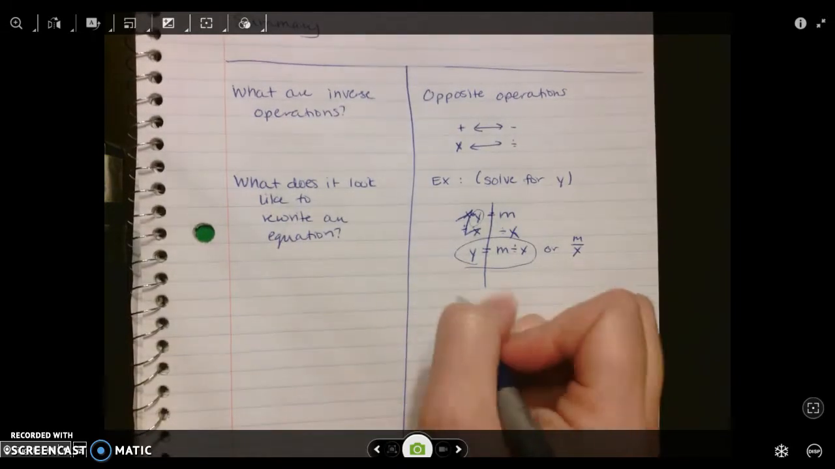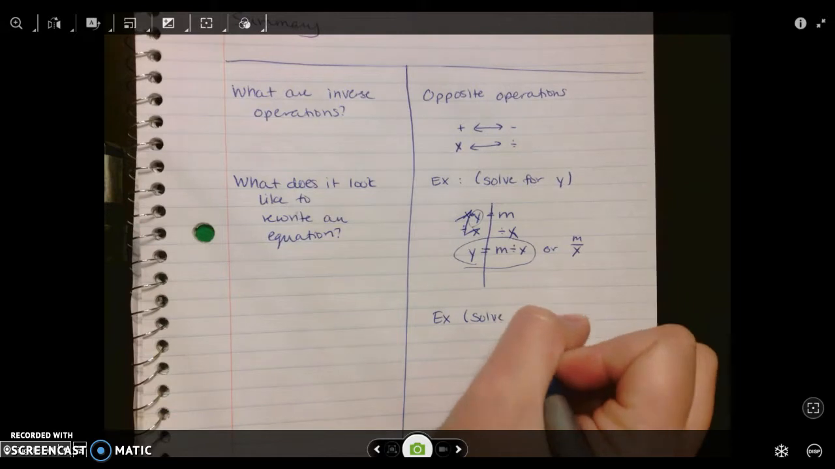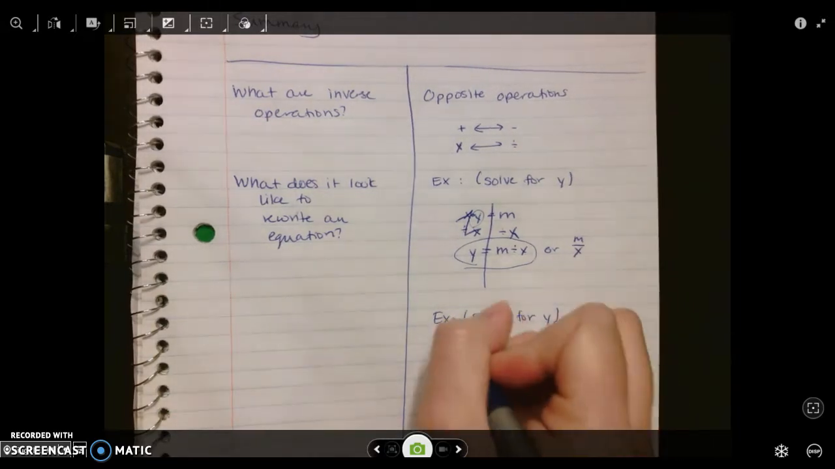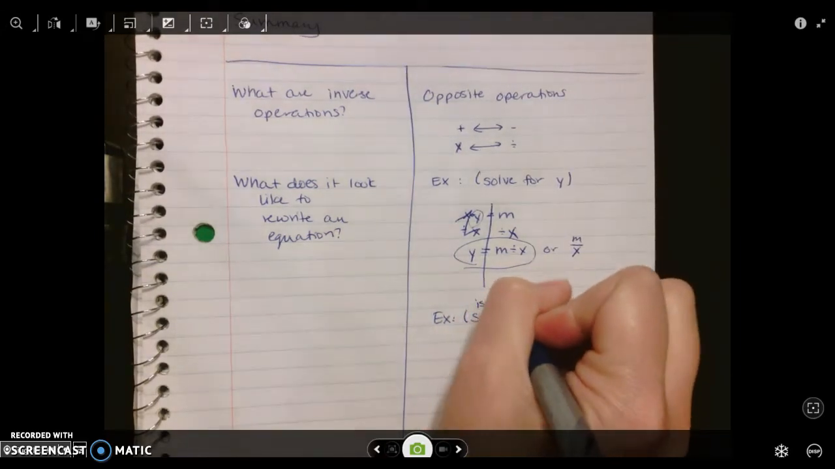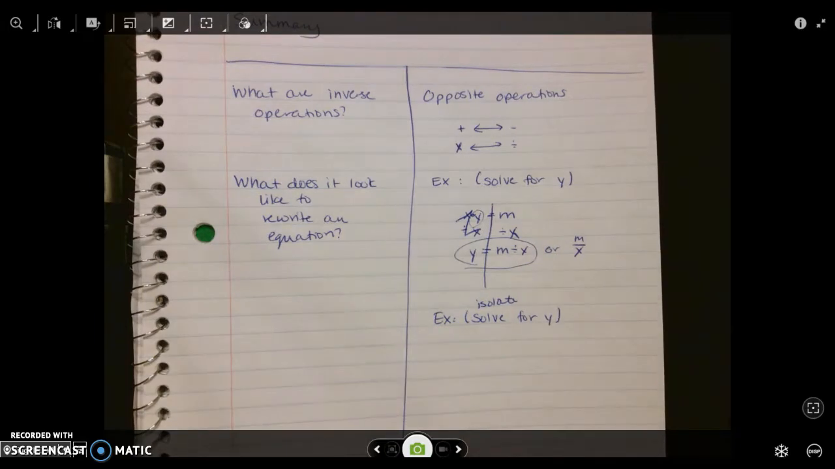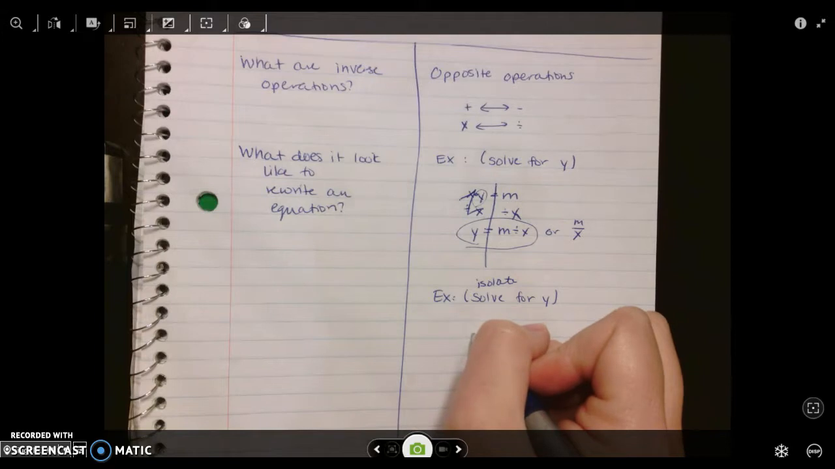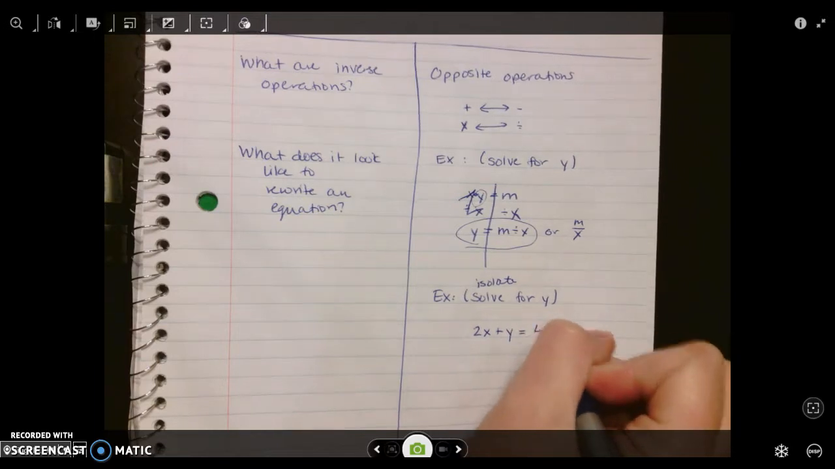Say, for example, you had one like this, and again, we're always going to solve for y in this case. You guys gotta be really careful if it says solve, or maybe it'll say isolate. It just means get it by itself. That's what solving even means too. So maybe I'll do like 2x plus y equals 4.